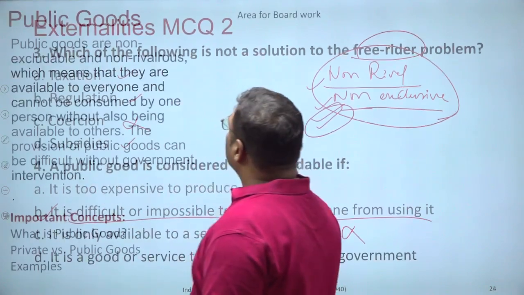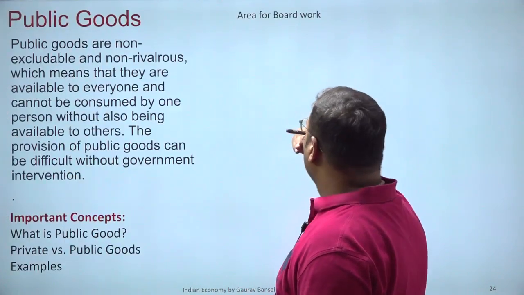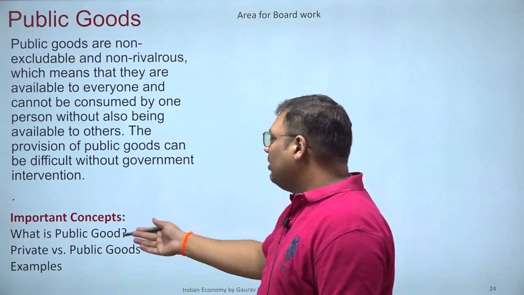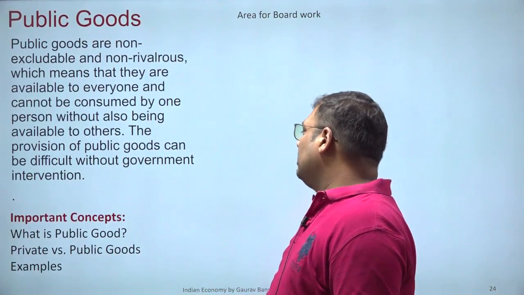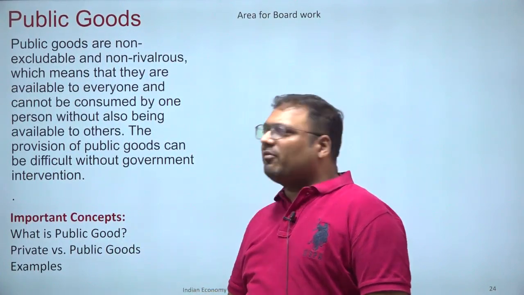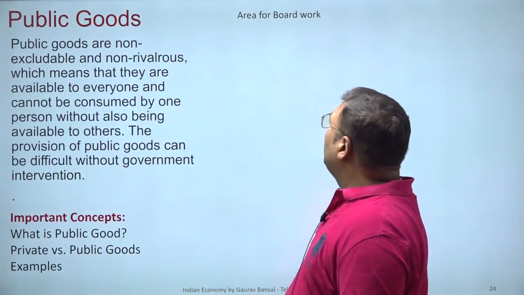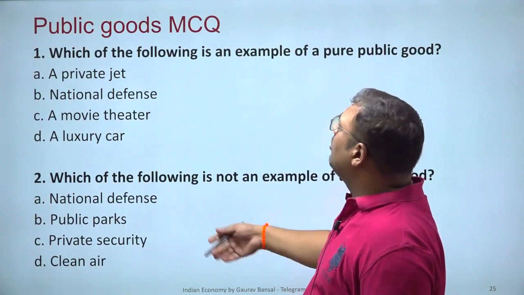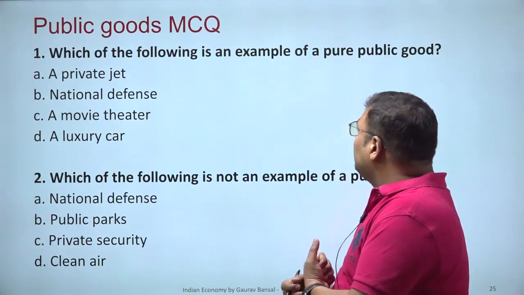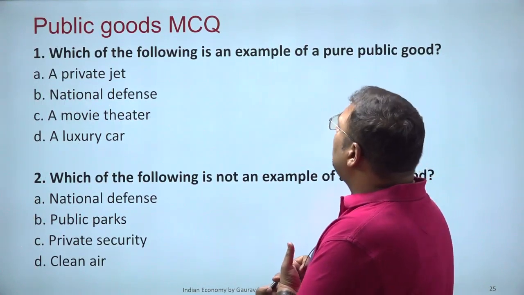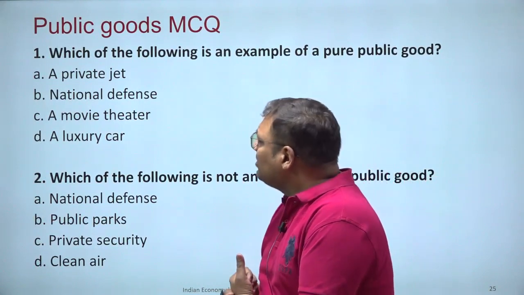Now the topic of public good. Those questions should have been actually here. We've already discussed what is public good. What are private goods? Private goods are those which are exclusive and rival. Now more questions. Which of the following is an example of a pure public good?